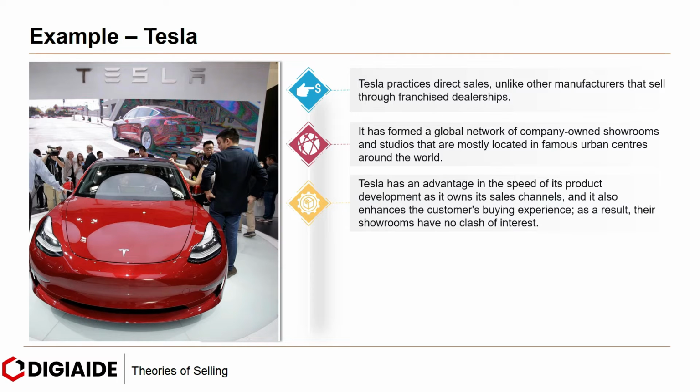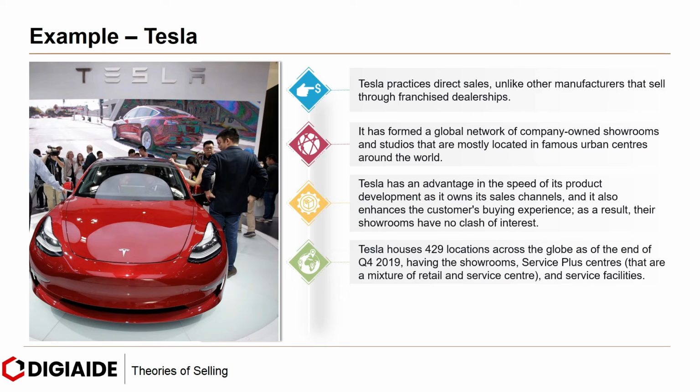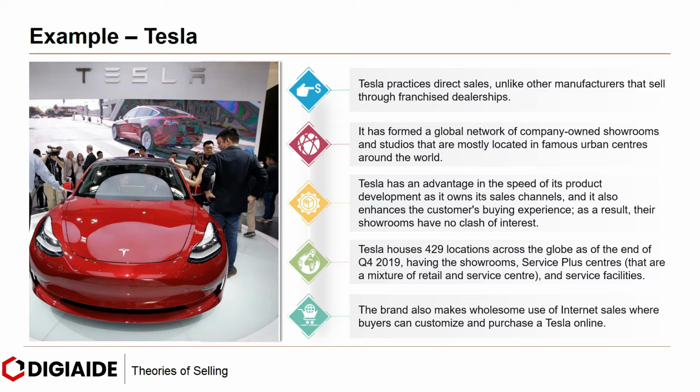As a result, their showrooms have no clash of interest. Tesla houses about 429 locations across the globe at the end of Q4 2019, having showrooms, service plus centers, and service facilities. The brand also makes wholesome use of internet sales, where buyers can customize and purchase a Tesla online. That is, taking care of the needs of the customer.